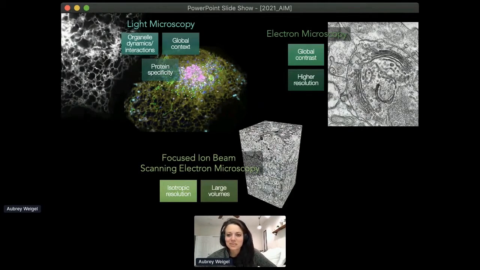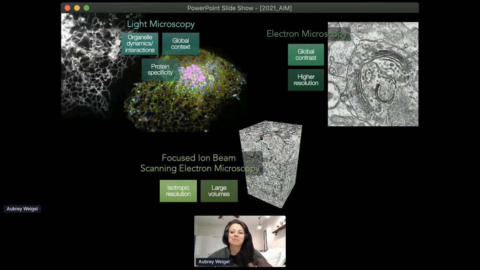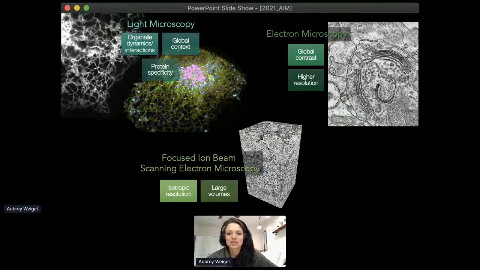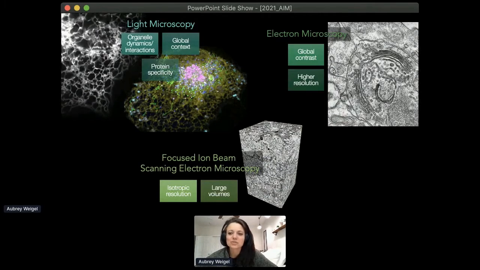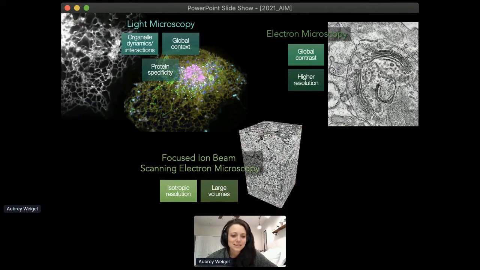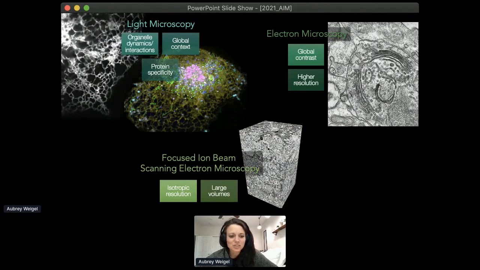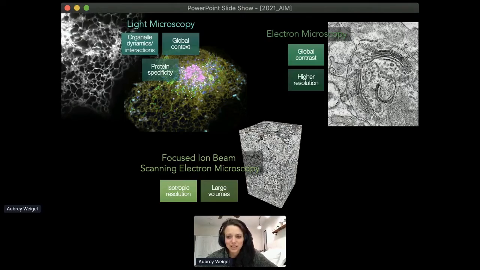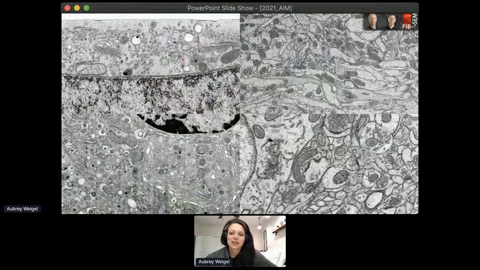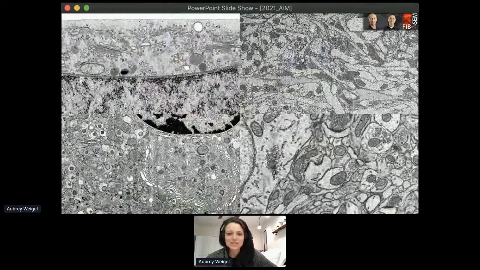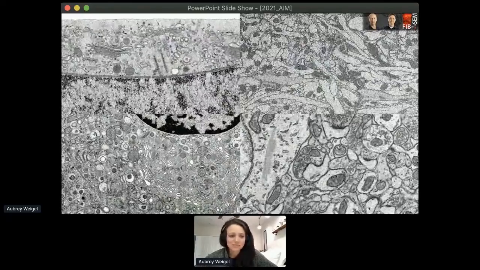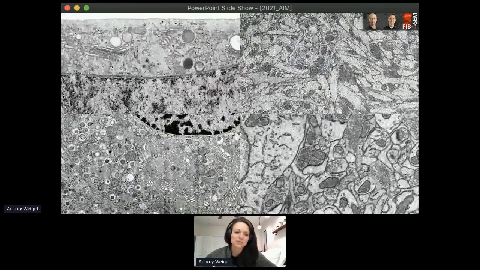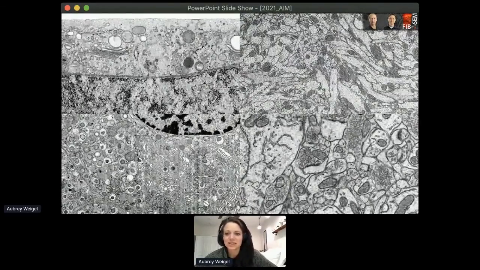And as Sean just shared with you, a valuable tool that kind of gives us the best of both worlds is focused ion beam scanning electron microscopy. So here we get near-isotropic resolution, we get global contrast, and thanks to the ingenuity of the Hess labs and Sean's work, we can do this across large volumes. So not only do we gain resolution, but we also retain context. So here's just some examples, in addition to what Sean has already showed, of these amazing large volume, high resolution data sets that are being produced here at Janelia.